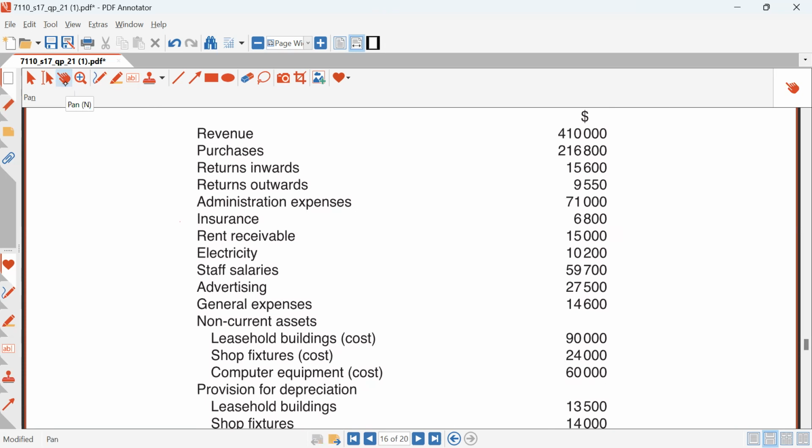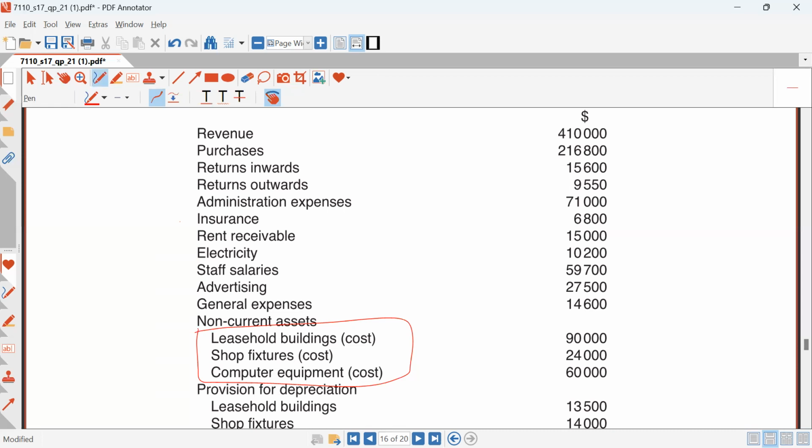First of all, we need to understand what the components of the balance sheet are. Components of the balance sheet include, number one, non-current assets. As we know, non-current assets are those which usually have a life of more than a year and they are less liquid. We can easily see over here that the examiner has highlighted all the non-current assets. These are the costs of all the non-current assets.